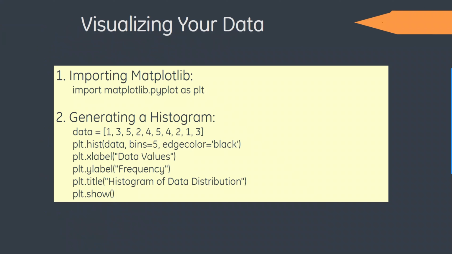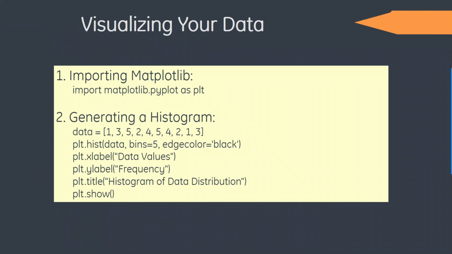Next is visualizing your data, which is one of the main steps of data analysis, or working with data. Firstly, we import matplotlib, so we have matplotlib.pyplot as plt. Secondly, we are generating a histogram. We have to have data to create a histogram, so data is equal to 1, 3, some random numbers. We have to create the histogram, so the command for that is plt.hist.